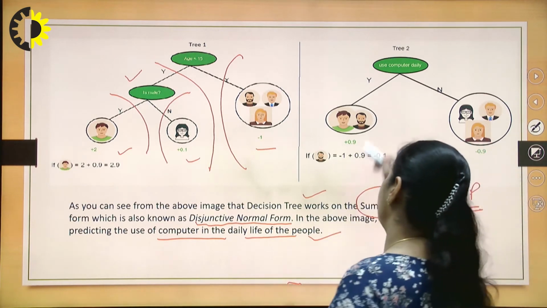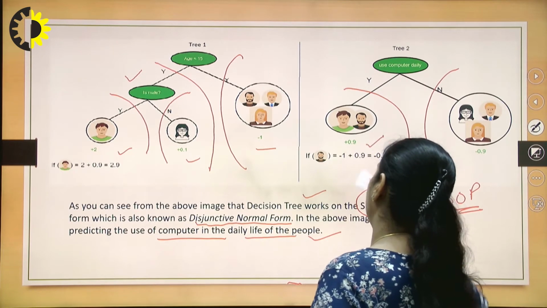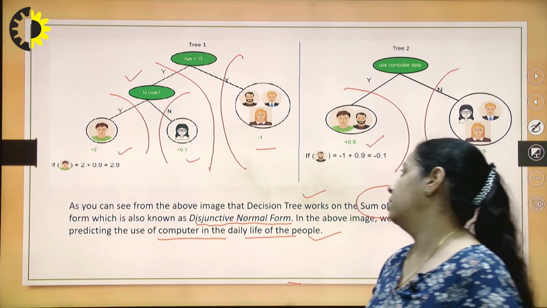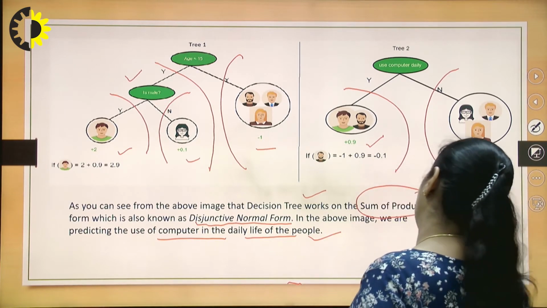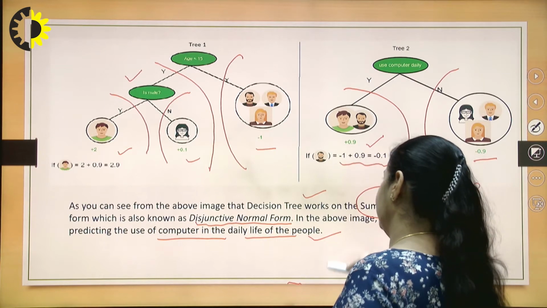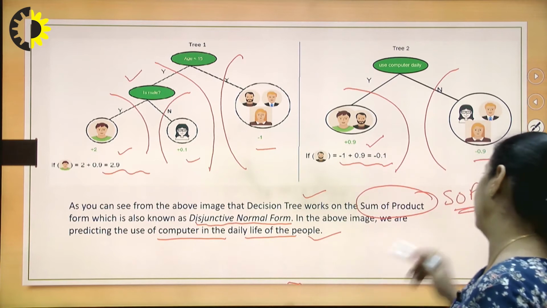So here also you can see in this picture that we have the candidates which are having values plus 0.9 and the remaining are -0.9. We add those values with each other, that is sum of product, and similarly sum of product is calculated here also.